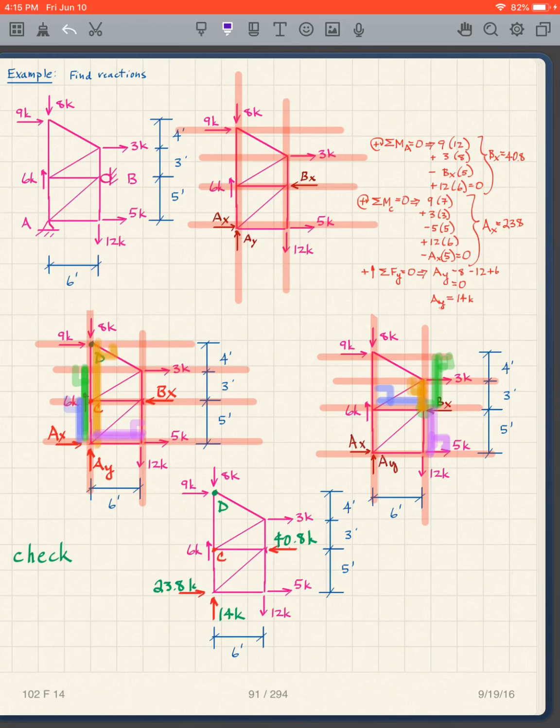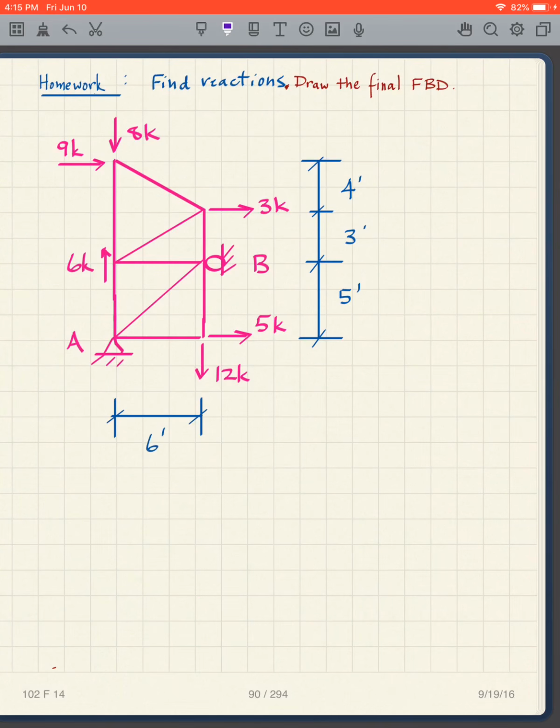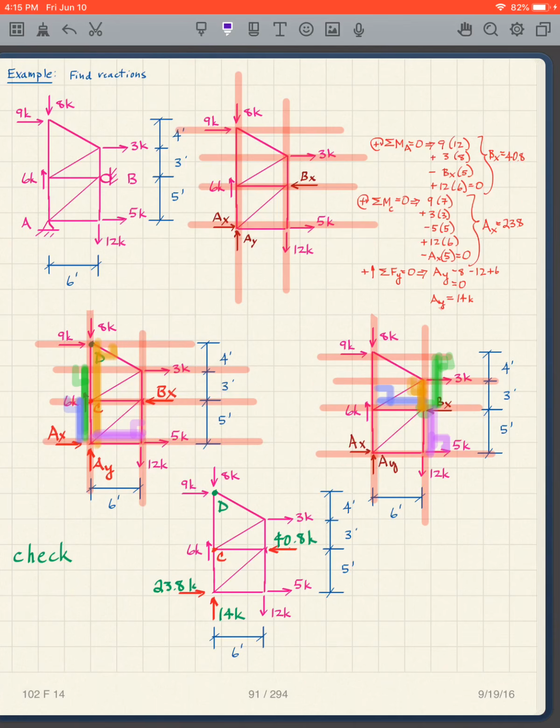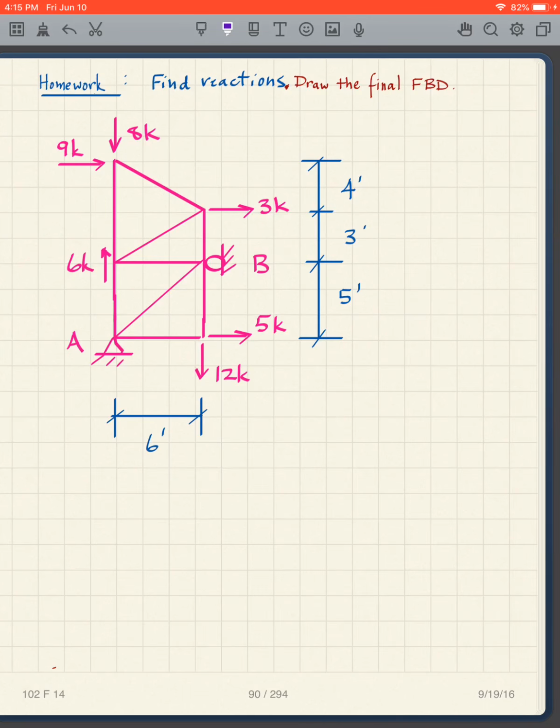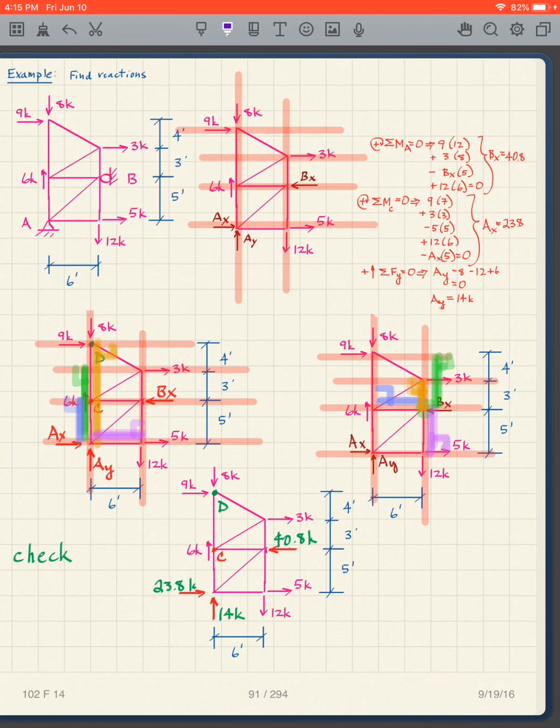Similarly, I'm not going to go through everything. I'm taking moments about C. Now, I guess I didn't label the points. Did I label these things? I guess I didn't label the points. But no matter. I created a point C here so I can take moments. Like I said, we can take moments about any point.